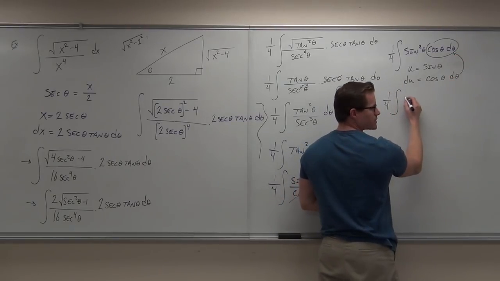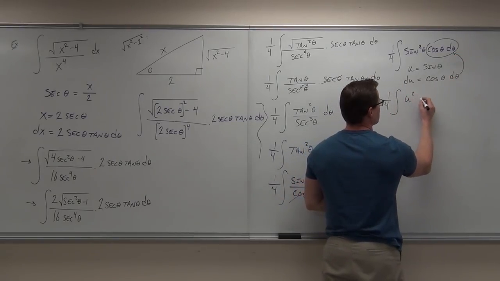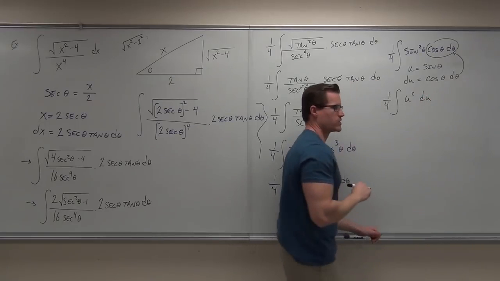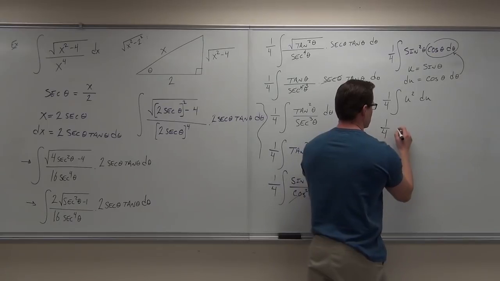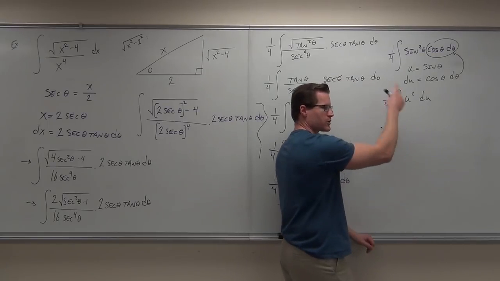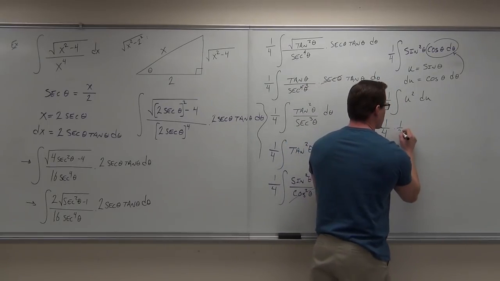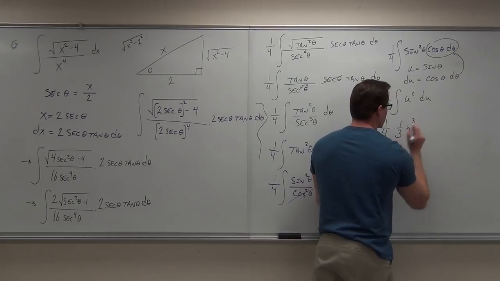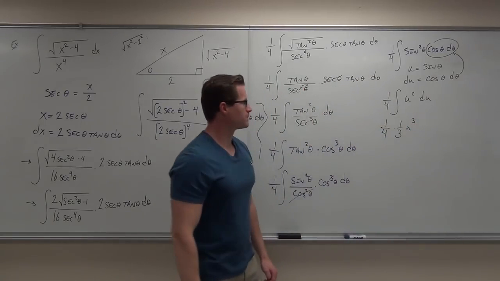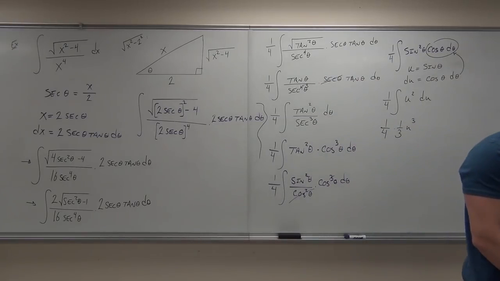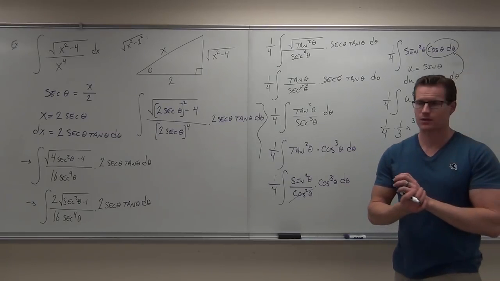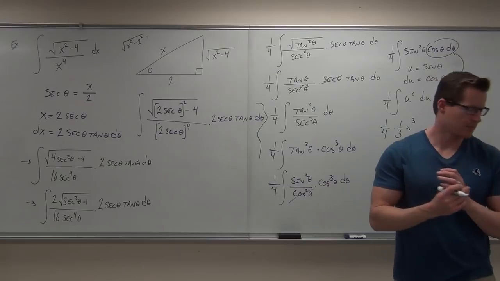So this is going to be, what was it? u squared. How much easier can we get? Just don't forget about the 1/4. This follows all the way down. This would be 1/3 u to the third. Still okay so far? Okay.